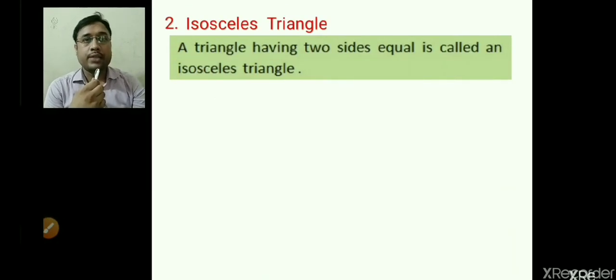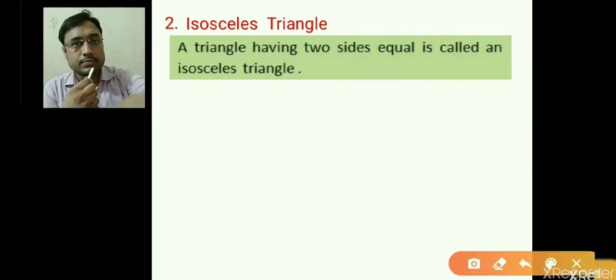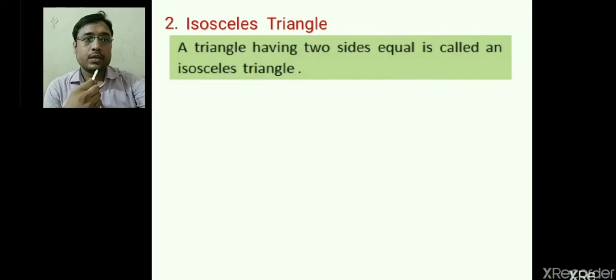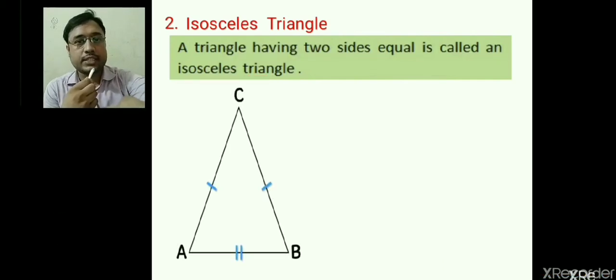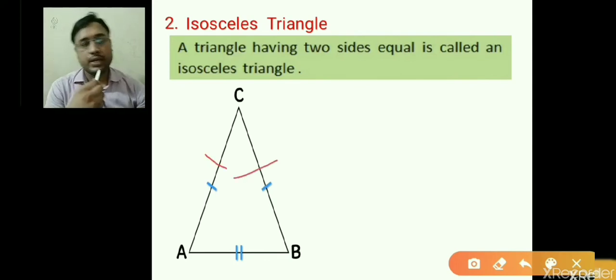Next we have the isosceles triangle. So let's have a look here. A triangle having two sides equal is called an isosceles triangle. A triangle where two sides are equal is called an isosceles triangle. Okay. For example, in this figure you can see these two sides I have marked equal. This one single line is drawn here, you can see the blue lines, so that is showing that they are equal.